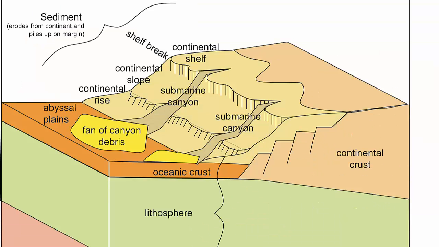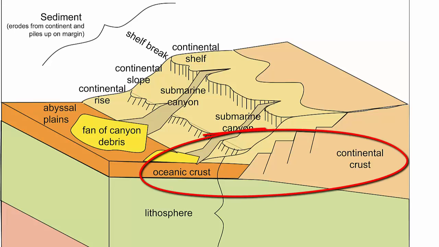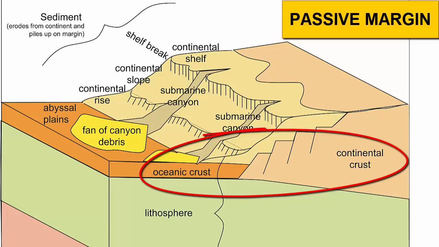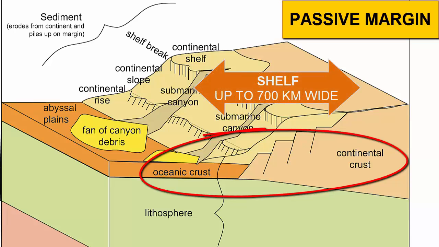Where continental margins have no active subduction, because the nearby ocean crust is fused to the continent, all part of the same plate moving together, we call them passive. At passive margins, the sediment that collects along the shelf can extend quite a distance offshore. Sometimes these shelves can extend up to 700 kilometers.